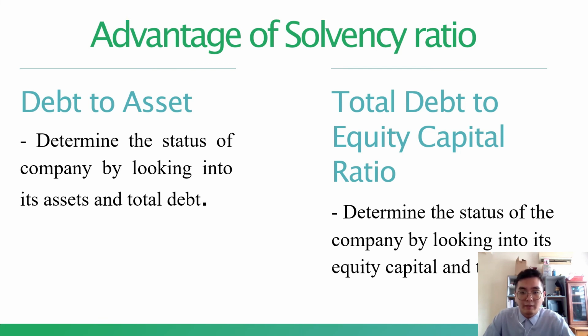Next, for the total debt to equity capital ratio, the company can determine its status by looking into its equity capital and debts. If the ratio is higher than 1, it means that the company is riskier as it used debt to finance its growth and reduce profit margin. However, if the ratio is lower than 1, it means that the company has less debt and is less risky.